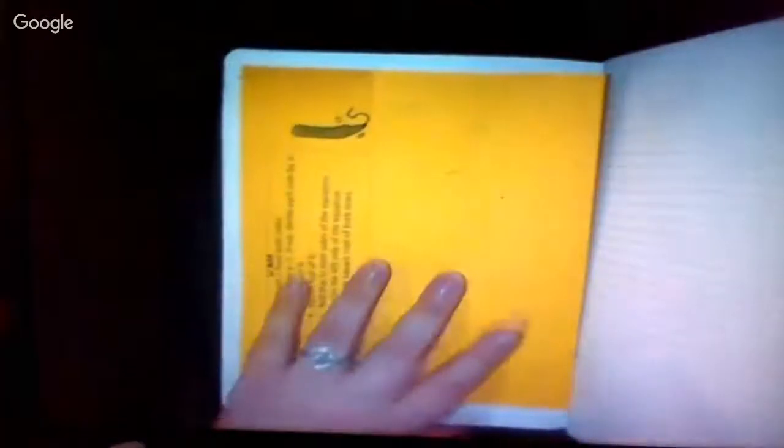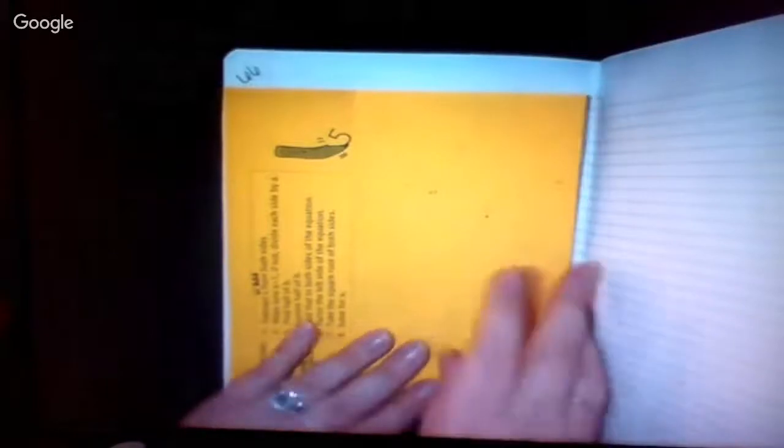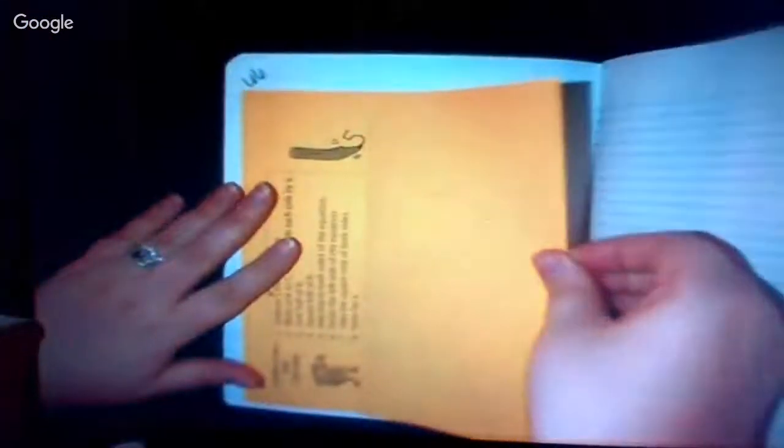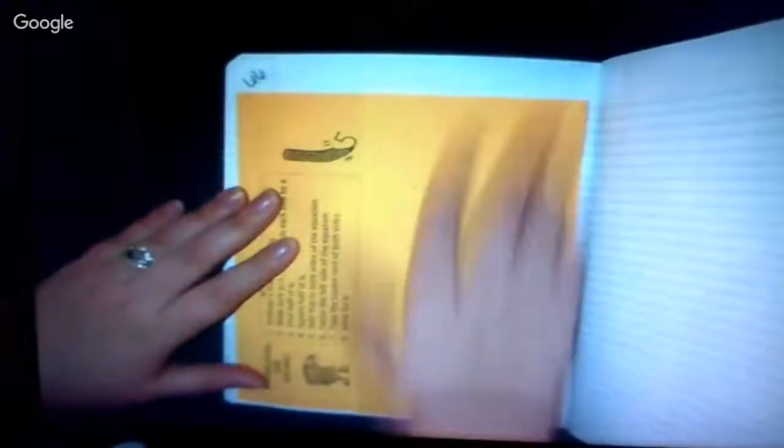Okay. Then you're going to take it and you're going to glue it in on page 66 sideways. So glue it in on page 66 just like this. It's on 66.